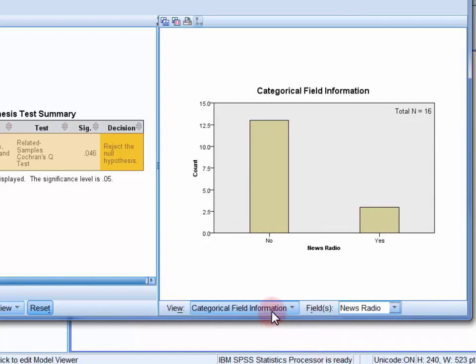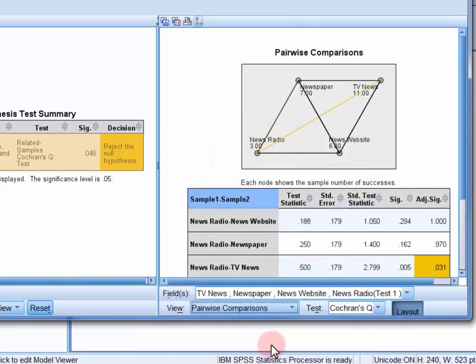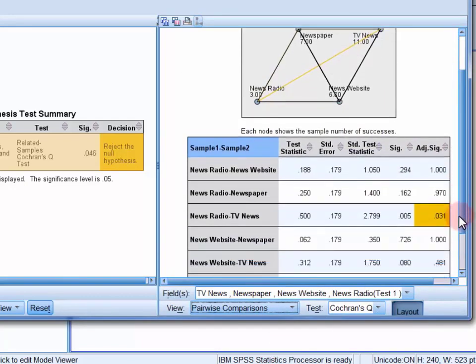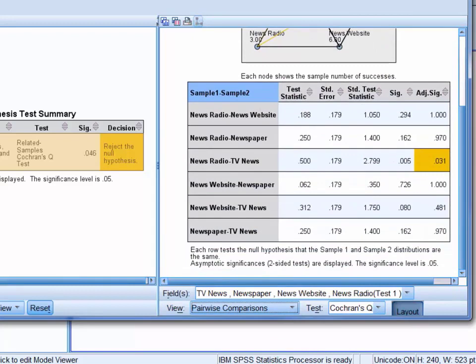Now in the View menu again, select Pairwise Comparisons. And I'll just scroll down the page, and in this table, there's basically 6 McNemar tests reported. Each one is comparing just 2 levels of the independent variable. So for example, the first is comparing the proportions of people who did and did not consume news radio with the proportions of people who did and did not read news websites.